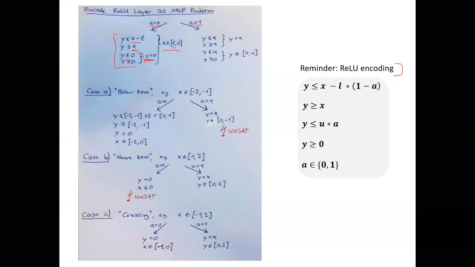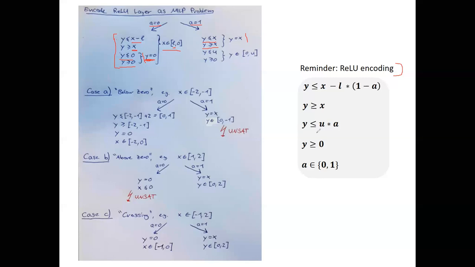Okay, so let's look at the other branch. What happens if we instantiate a to 1? What are we going to get? In this equation on the right, we're going to get 1 minus 1. This is going to be 0. So we're going to end up with y is less than or equal to x, while we have y is greater than or equal to x. So this is going to mean that y is x. These two inequalities imply that y is equal to x.